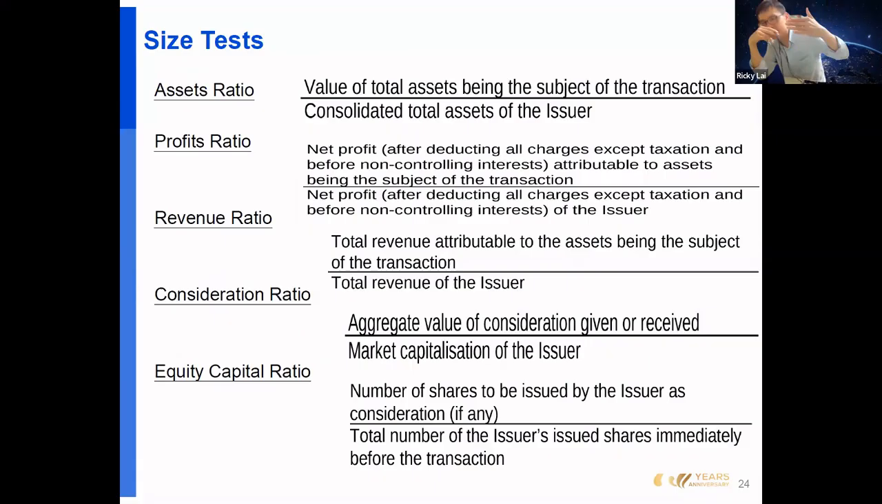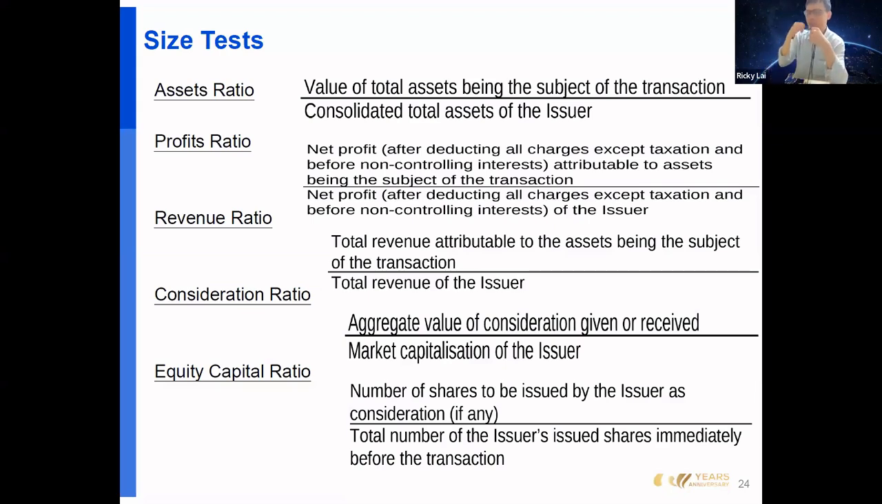Basically, this refers to apple to apple, orange to orange. For the numerator, please refer to the financial information of the company. For example, for the asset ratio, please look at the consolidated total assets of the company. You can make reference to the latest annual report, interim report, and quarterly report, whichever is the latest one.